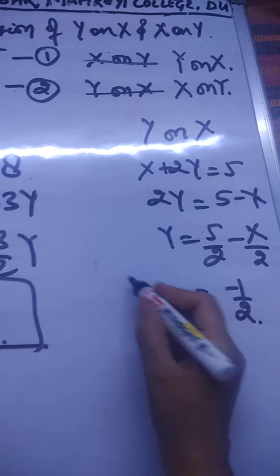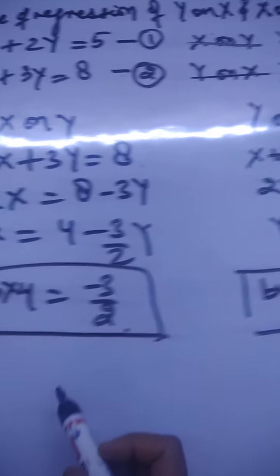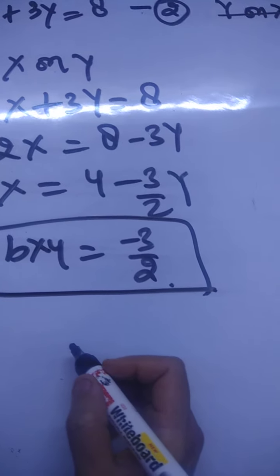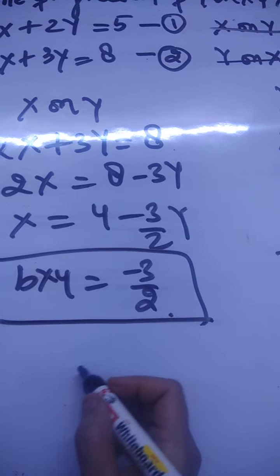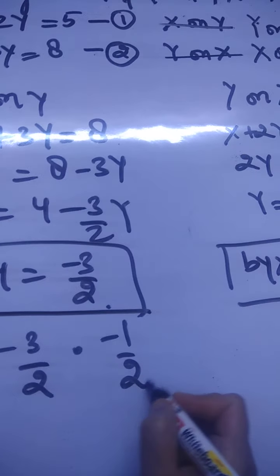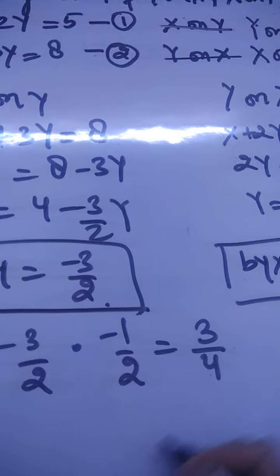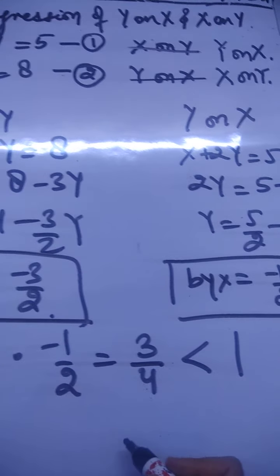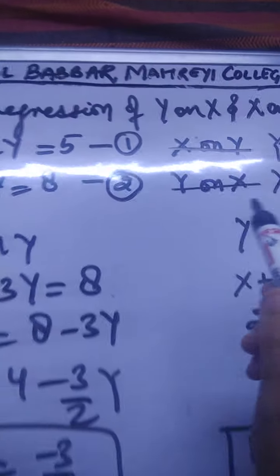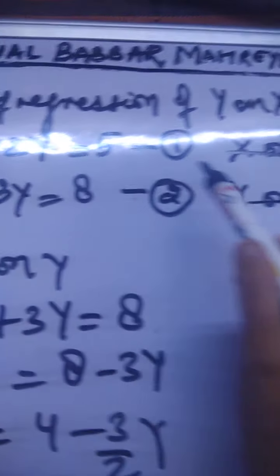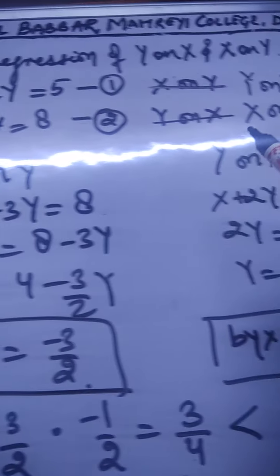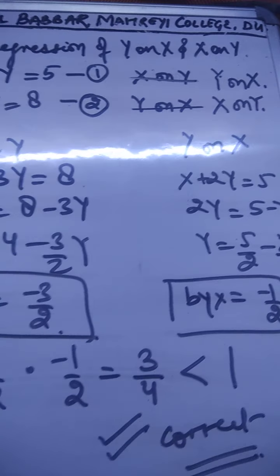Now let us take the product of these two regression coefficients, bxy and byx. We said that the product of the two regression coefficients must be less than or equal to 1. Minus 3 by 2 into minus 1 by 2 becomes 3 by 4, which is definitely less than 1. Therefore, the answer we are getting is now correct. So it is verified that x plus 2y equals 5 is the equation y on x, and 2x plus 3y equals 8 is the equation x on y. Thank you.